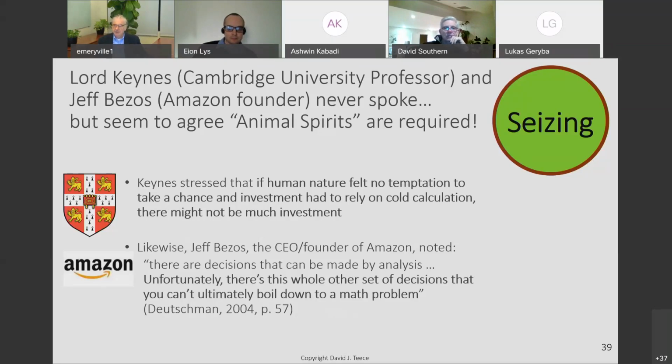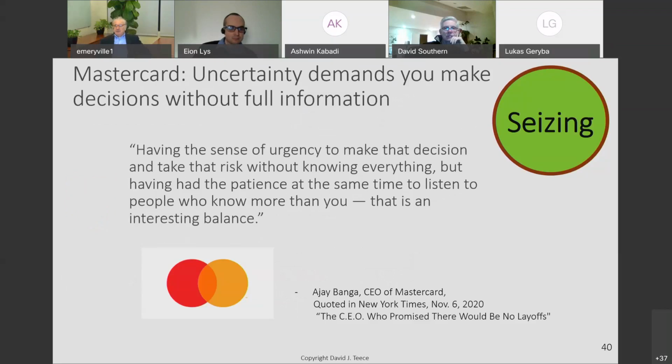Go a bit further here. Here is Ajay Banga, CEO of MasterCard. This is a very recent quote from the New York Times, November 2020. And he goes on to say this in a different way. He says, having a sense of urgency to make the decision and take that risk without knowing everything, but having had the patience at the same time to listen to people who know more than you, that's an interesting balance.